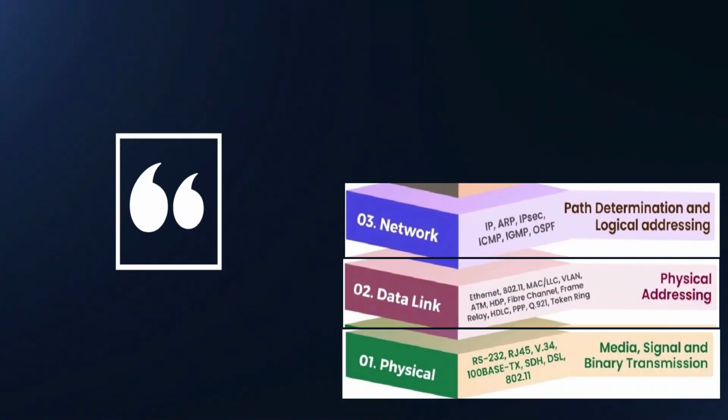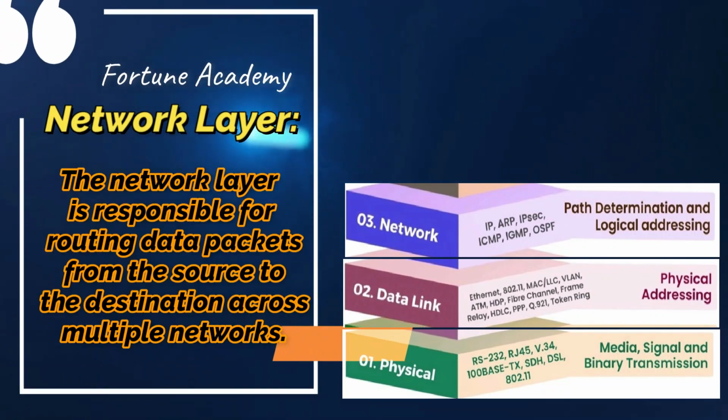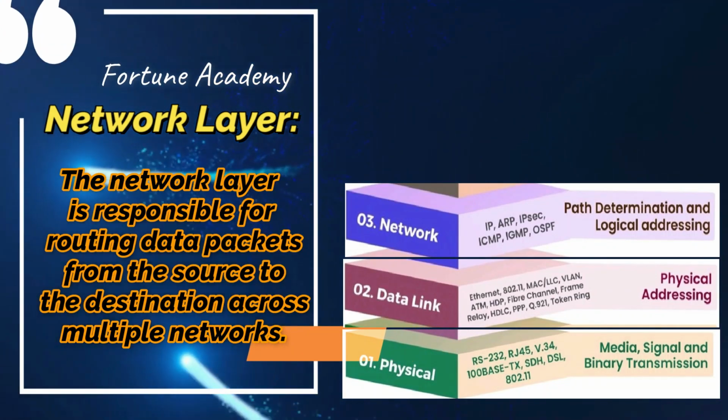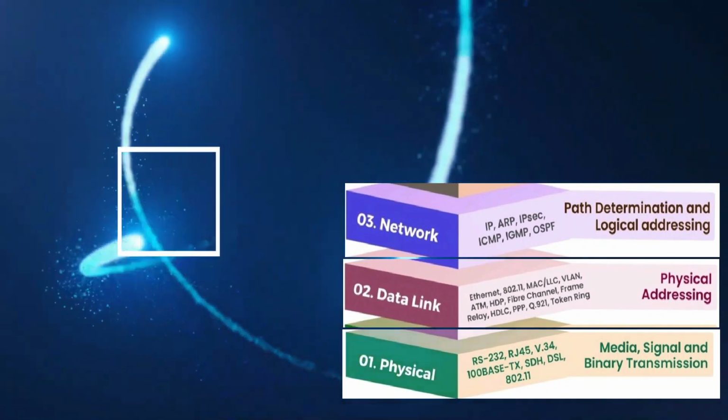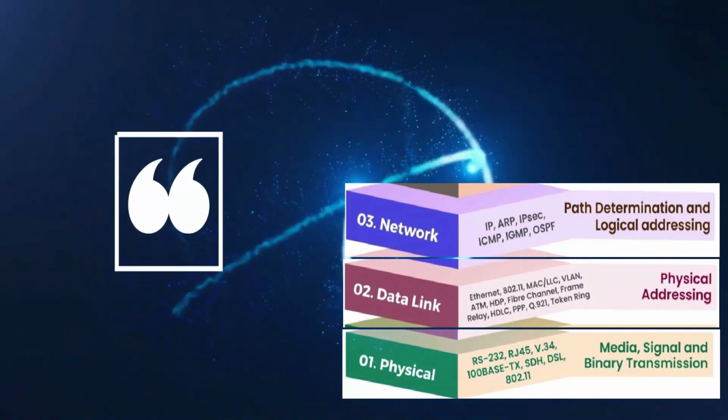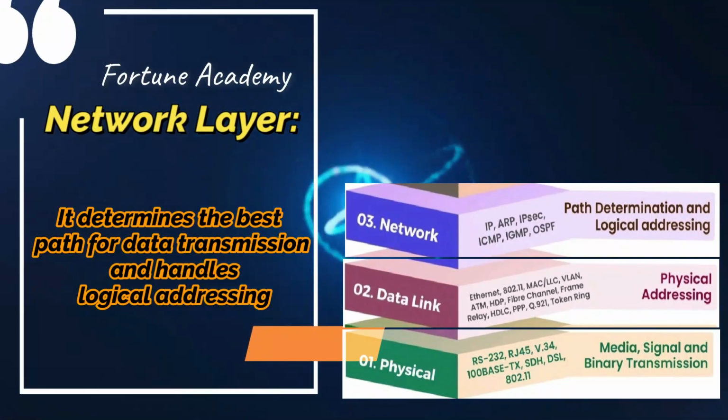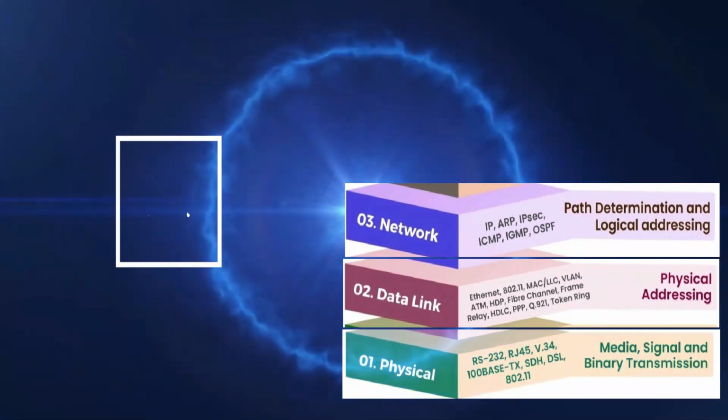3. Network layer. The network layer is responsible for routing data packets from the source to the destination across multiple networks. It determines the best path for data transmission and handles logical addressing.